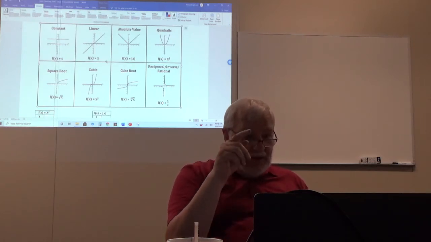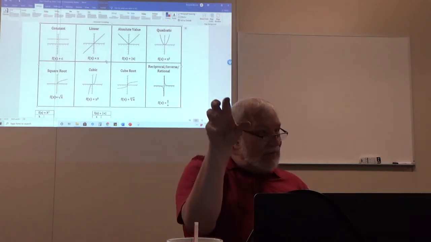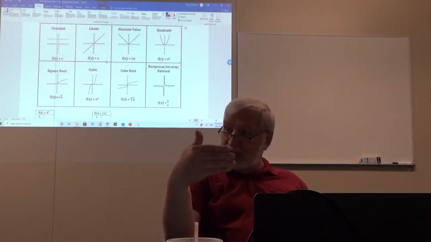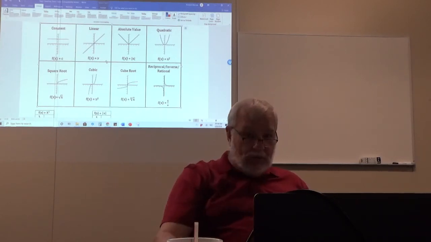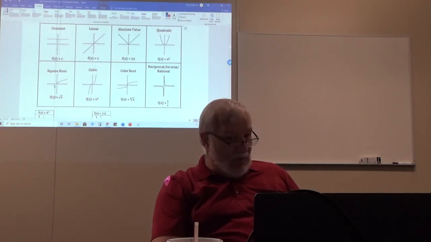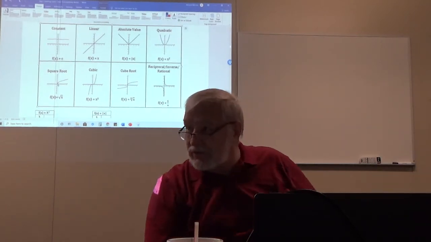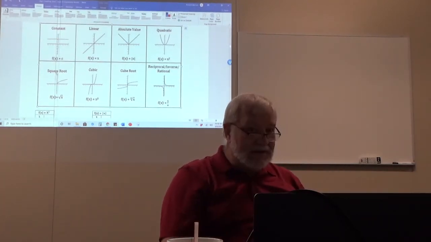Okay, and then the square root is a quadratic turned on its side, and why did we lose the bottom part of the quadratic? When we took the quadratic and rotated it 90 degrees, why did we lose the bottom part? It can't be negative. Because you can't take the square root of a negative number, right? And so that's how those things are all related, okay?